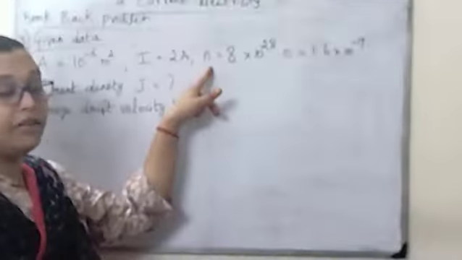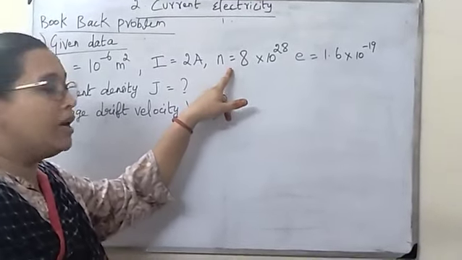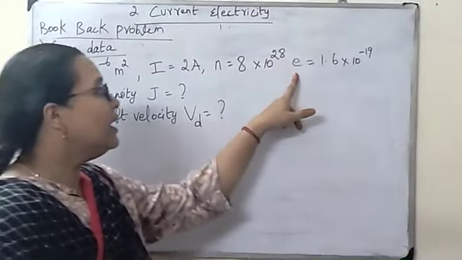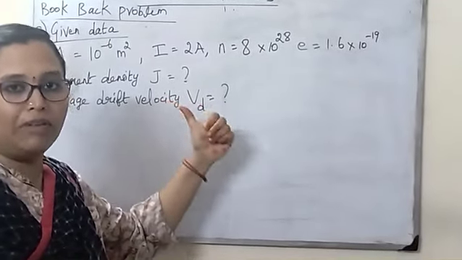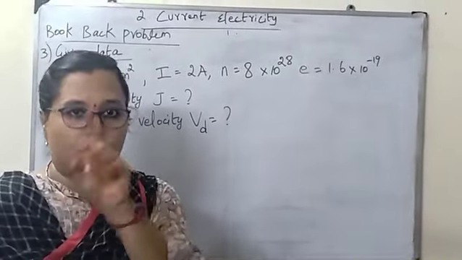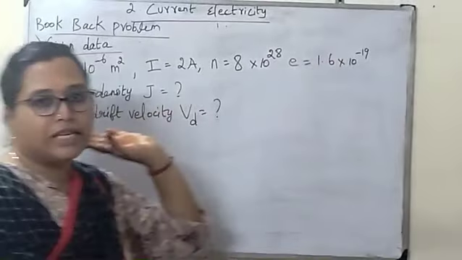And then they have represented one more value, that is N. N is nothing but the number of electrons, 8 into 10 to the power of 28. The E value they have not mentioned. We have to consider it, because in the formula we will have to substitute the E value. So E is nothing but the charge of 1 electron. It's a constant value, 1.6 into 10 to the power of minus 19.